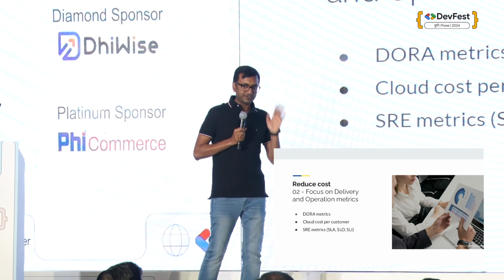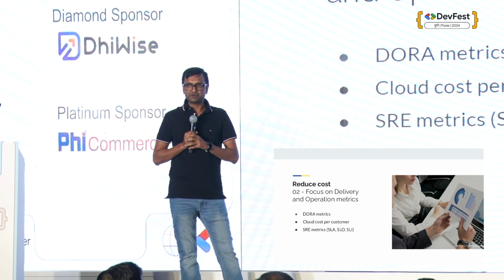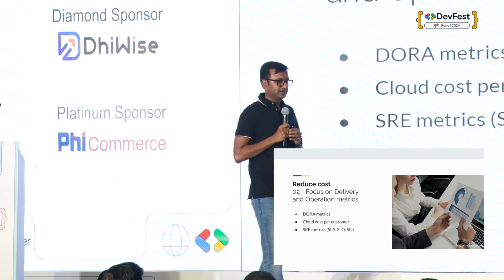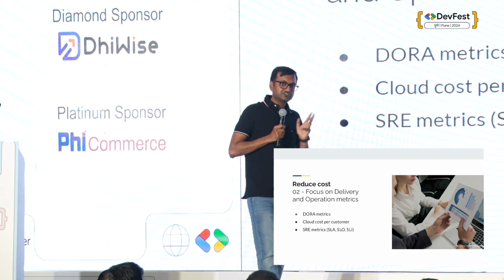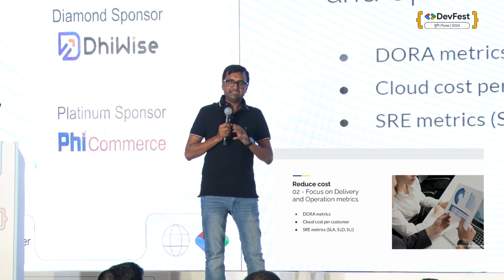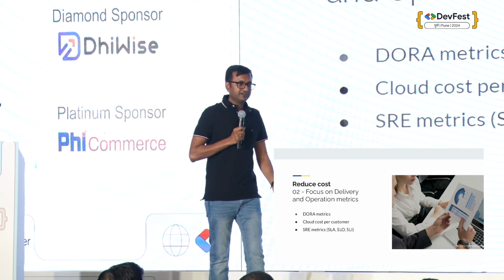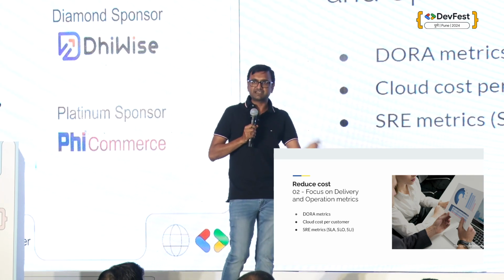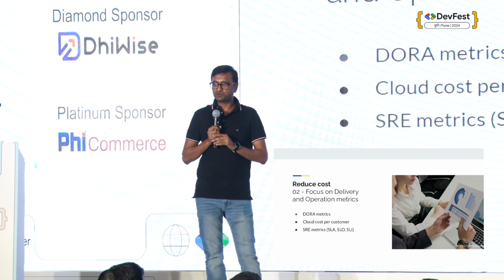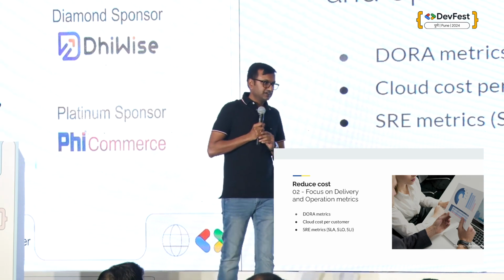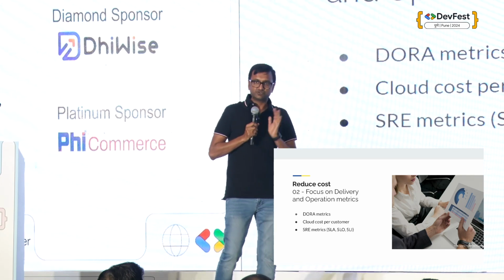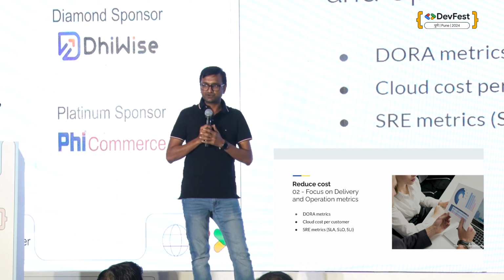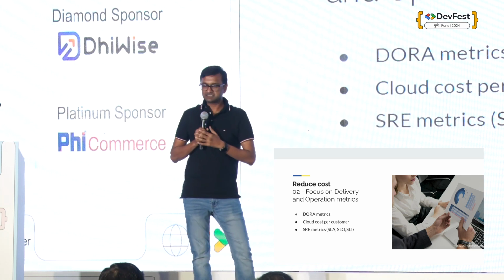To reduce cost, focus on delivery and operations metrics. DORA metrics, again, classical one. Cloud cost per customer. It is easy to add a new product, pay for it, but it is equally important to see what is the return of investment that we are getting from that product or a service. SRE metrics, the SLAs and SLOs and whatnot. All this would lead to the reduced cost and better experience for all the 4 stakeholders that we spoke about. Next slide.